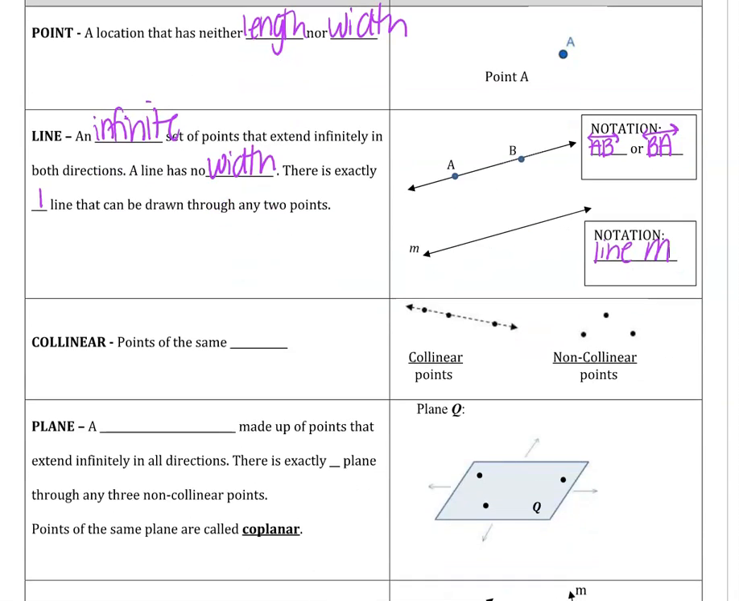Now collinear means points of the same line. And I like to tell my students to think of co as in like your co-workers, meaning with, co-workers, people you work with. Collinear means points within the same line, linear. So collinear points would be, if I gave these letters A, B, and C, those are collinear because I can draw a single line between or through all of them. Non-collinear would look like this over here where no straight line would go through it. It would have to curve, and that's not a line then.